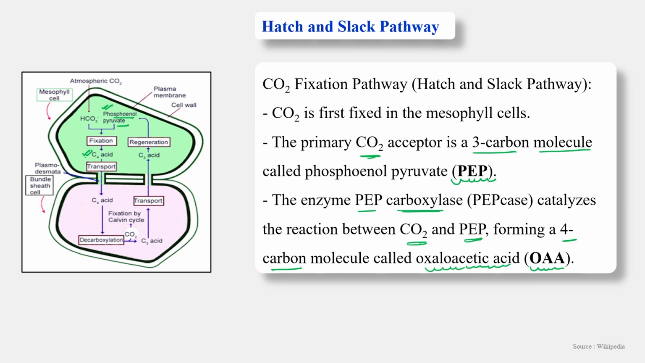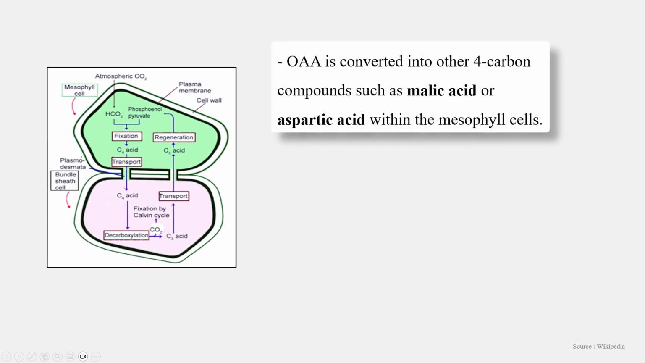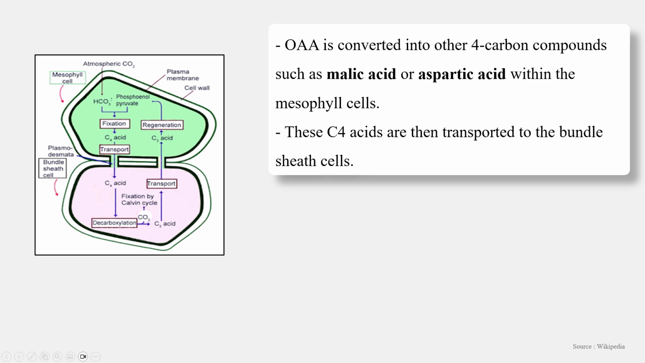And what is that molecule? Oxaloacetic acid, that is a 4-carbon molecule. After that, this oxaloacetic acid is converted into another 4-carbon molecule known as malic acid or aspartic acid within this mesophyll cell. All this conversion occurs in the mesophyll cell only. After that, this C4 acid, malic acid or aspartic acid, is further transported into the bundle sheath cell.